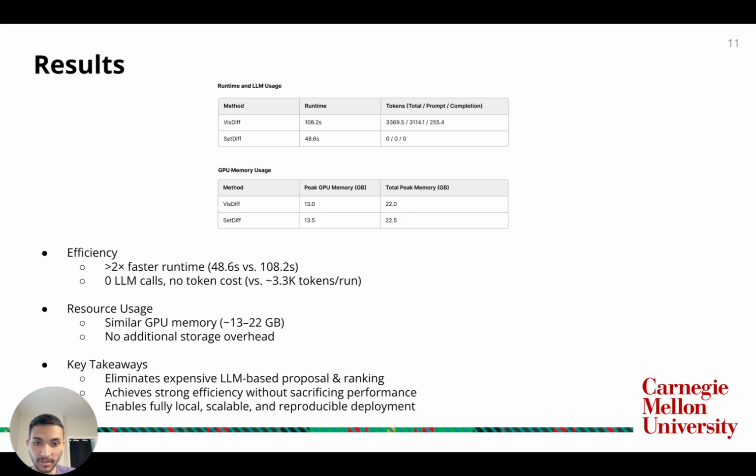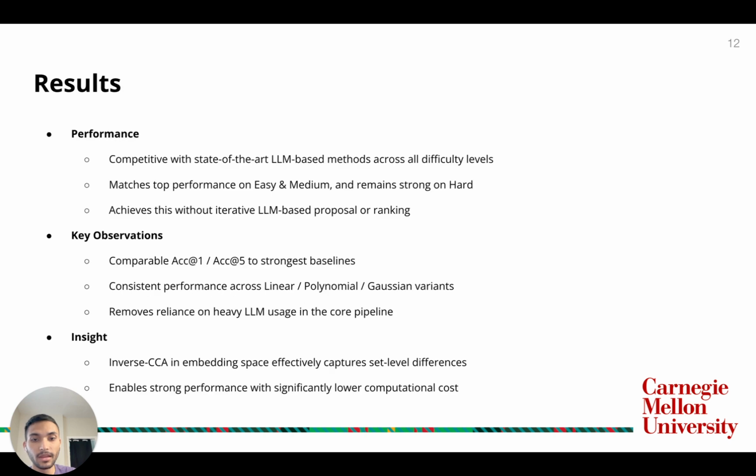Now coming to accuracy, we evaluate efficiency here. So SetDiff is 2x faster, that is 48 seconds as compared to 108 seconds taken by VisDiff. GPU usage is very similar, so there is no overall added overhead. So overall, SetDiff is very competitive with the state-of-the-art methods, matching performance in easy, medium, and hard splits. And it does so without any LM-based usage across all the different variants of CCA that we have. So the key insight is that inverse CCA effectively captures set level differences while being more efficient.